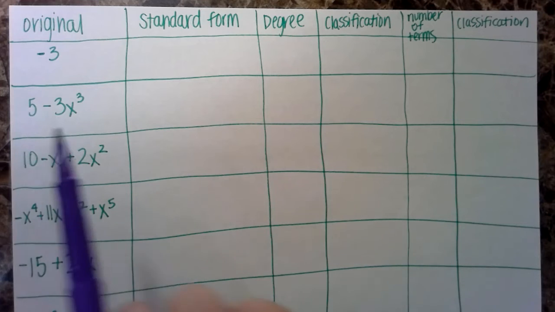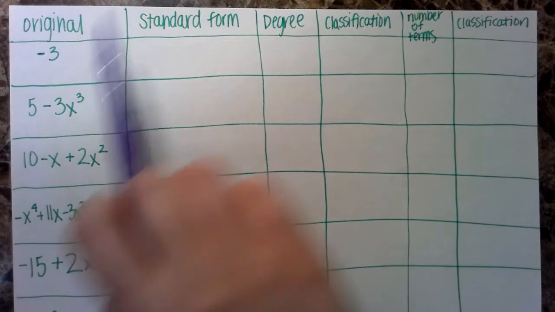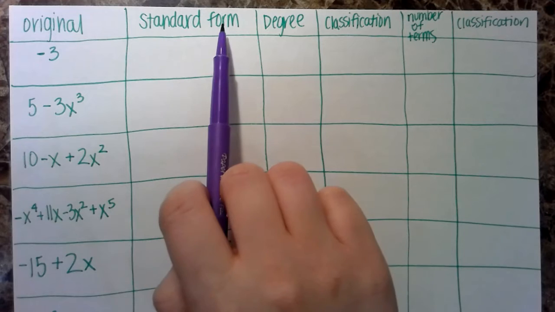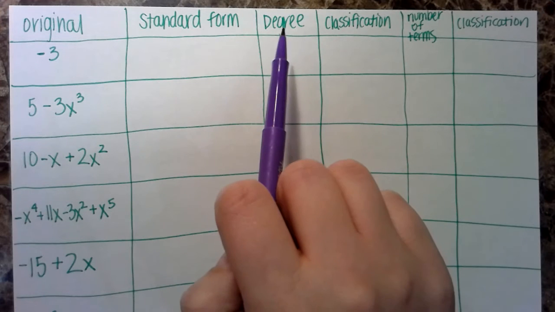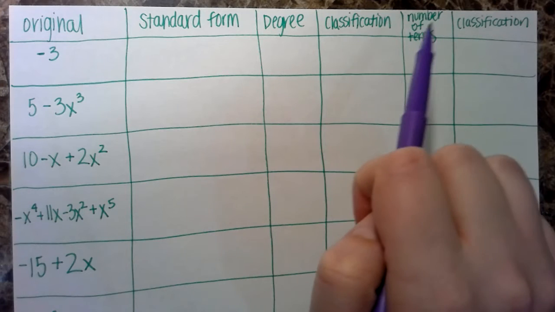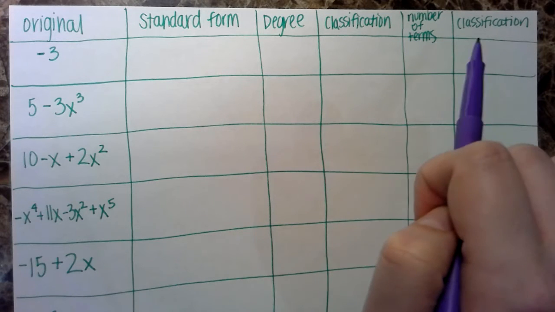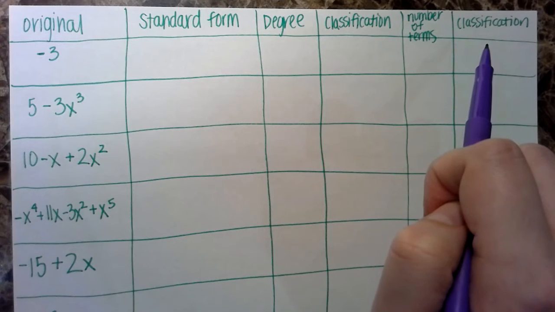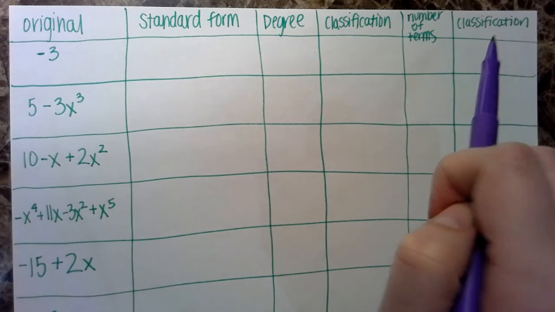Okay, so we're going to go through and answer a few of these questions. We're going to have to find what the polynomial is in standard form, what degree it is, the classification of that degree, the number of terms it has, and then what is the classification of the polynomial by the number of terms that it has.